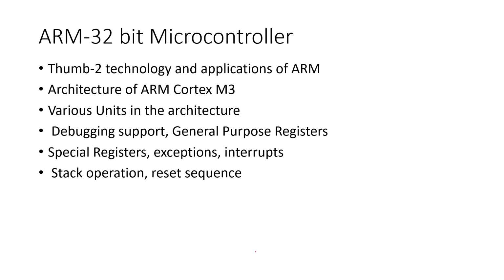Then what is the syllabus of the ARM 32-bit microcontroller? The syllabus of the ARM 32-bit microcontroller includes Thumb2 technology and applications of ARM. Then it includes the architecture of ARM Cortex M3, various units in the architecture, debugging support, general purpose registers, special registers, exceptions, interrupts, stack operation and reset sequence. So this is the syllabus of the ARM 32-bit microcontroller. That is the first module.